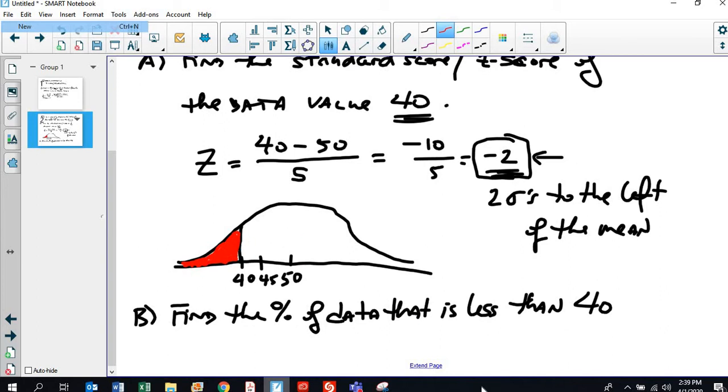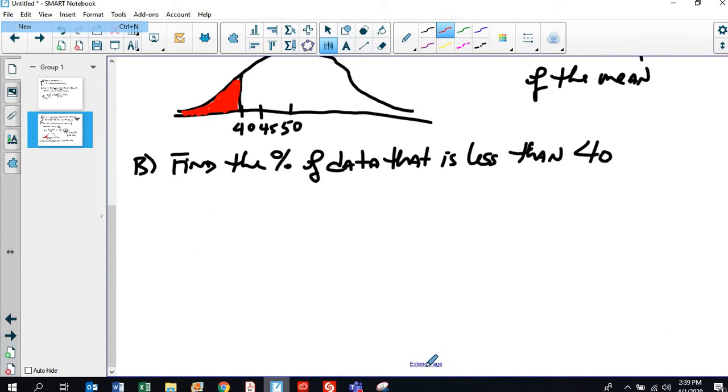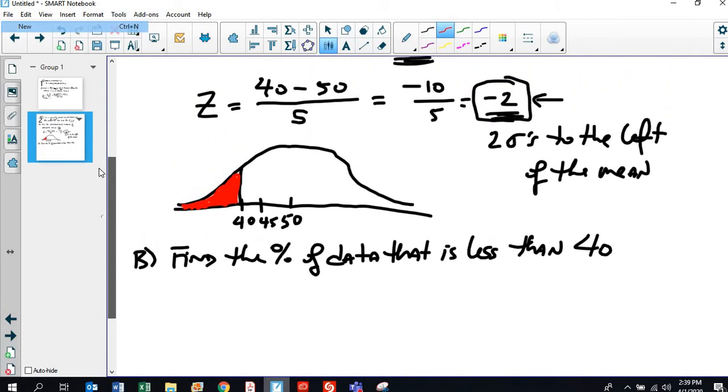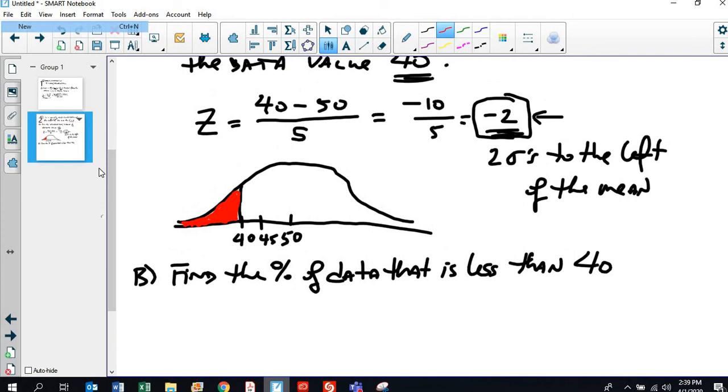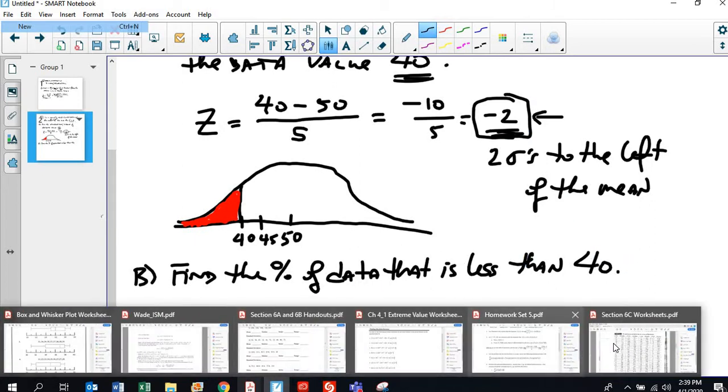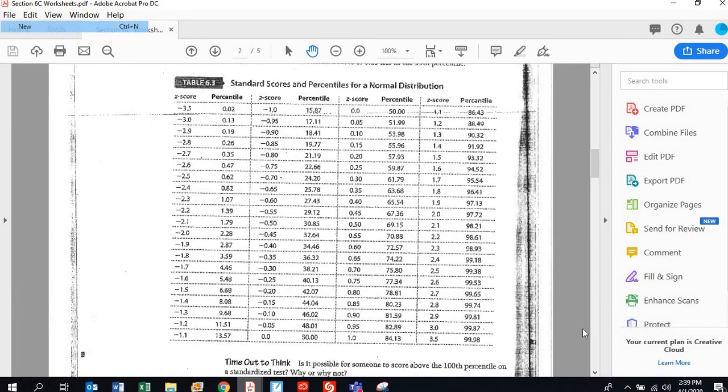Now, how can I use my chart? I'm not using the 68, 95, 99.7 rule. That would be a different way to do it. Remember, there's two ways to do this, and you have to do it the way that I ask you to do it. This time we're using the z-score. So if I go back to my z-score table, I look at negative 2.0 right here, and I go over and I get 2.28.